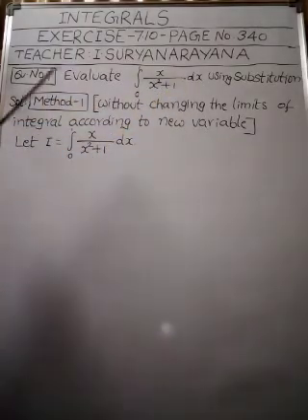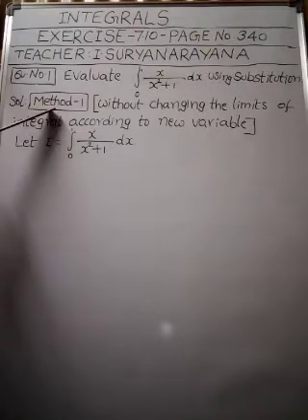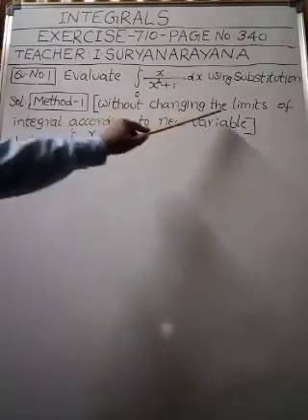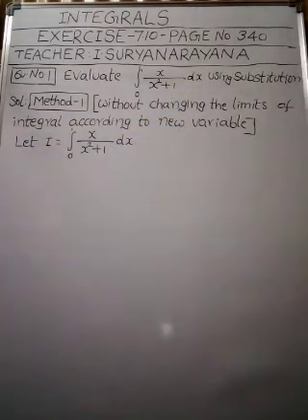They will give this kind of question also. So there are two methods. Here, the first method is without changing the limits of integral according to the new variable. Okay, my children, here we are using integration by substitution, isn't it? So we have to change the function into a new variable.